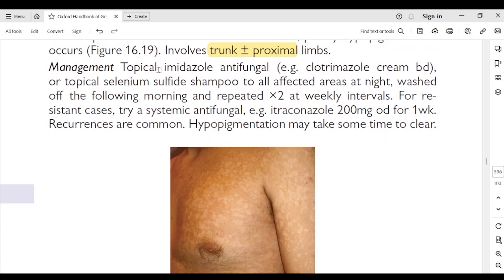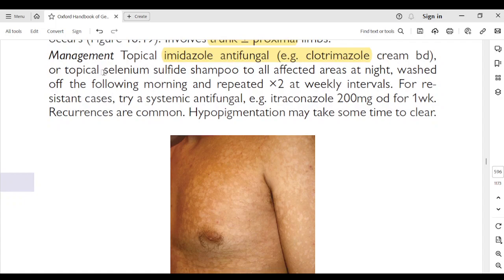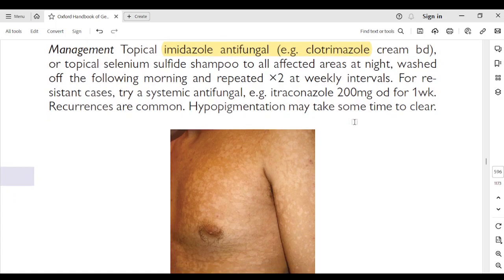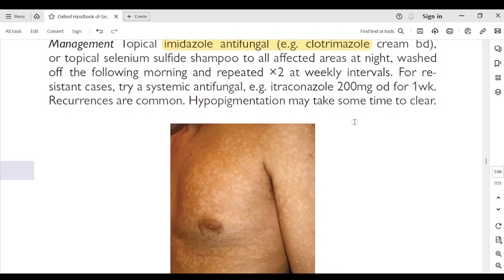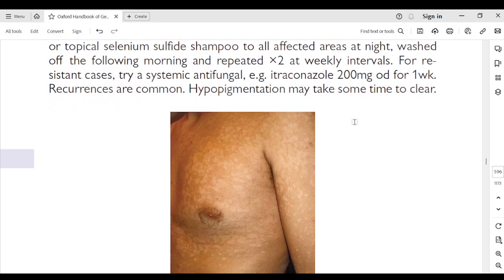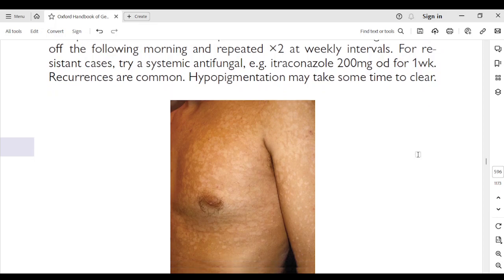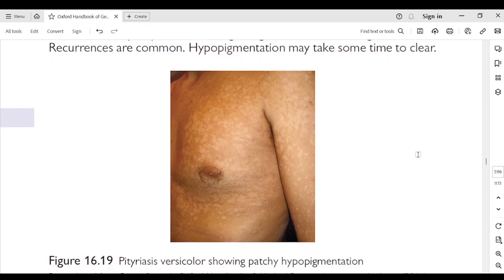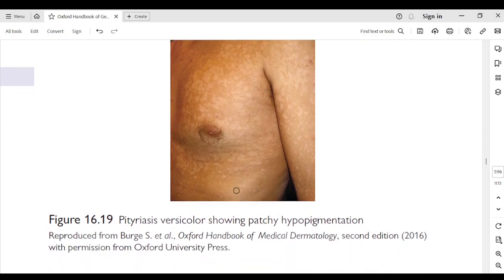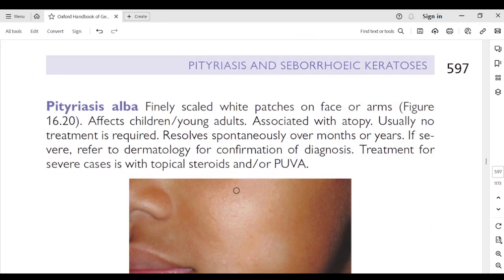Management: topical imidazole antifungals, that is clotrimazole cream BD, or topical selenium sulfide shampoo to all the affected areas at night, washed off the following morning and repeated two times a week. For resistant cases, try a systemic antifungal like itraconazole 200 mg OD for 1 week. Recurrences are common. Hyperpigmentation may take some time to clear. So this one is typical hyperpigmentation seen in pityriasis versicolor, showing patchy hyperpigmentation.